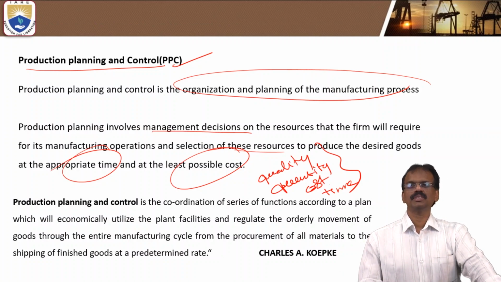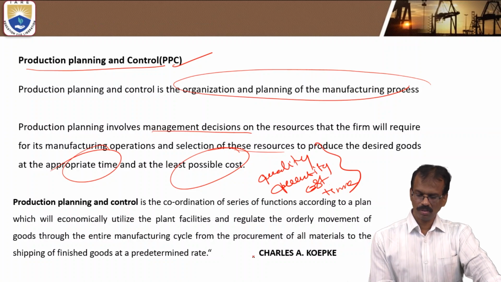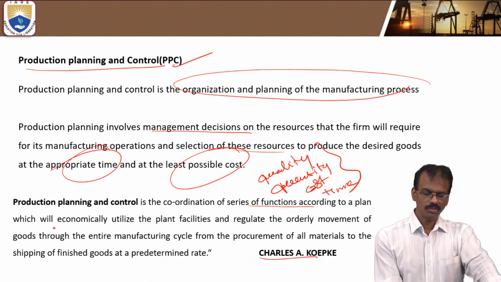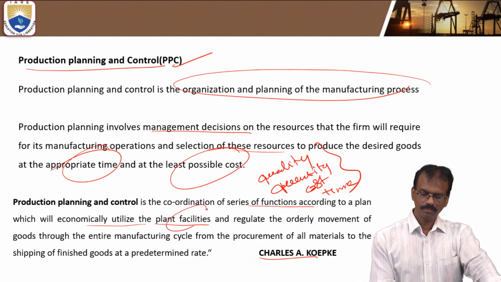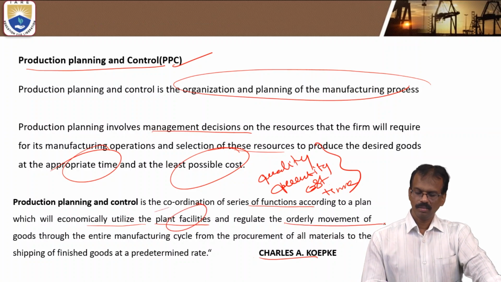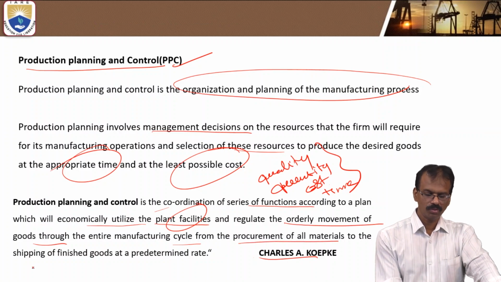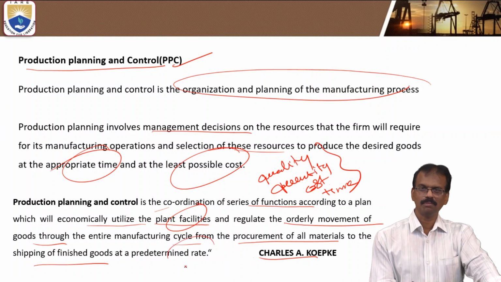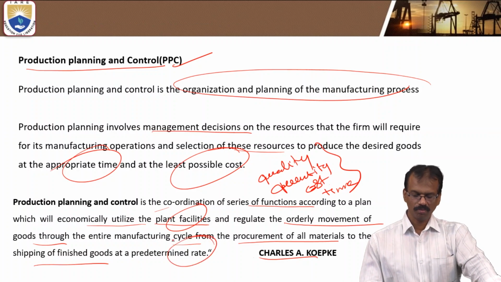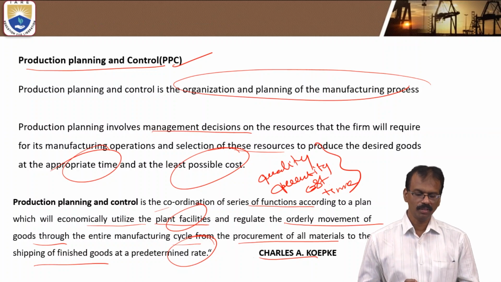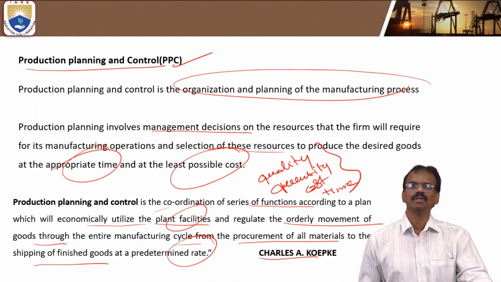There are different definitions. Here one definition is according to Charles. Production planning and control is the coordination of a series of functions according to plan, which will economically utilize the plant facilities and regulate the orderly movement of goods through the entire manufacturing cycle, from the procurement of all materials to shipping of finished goods at a predetermined rate. So this is the final conclusion, the definition of production planning and control.